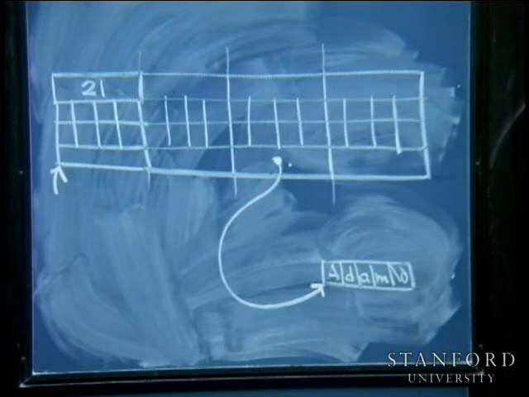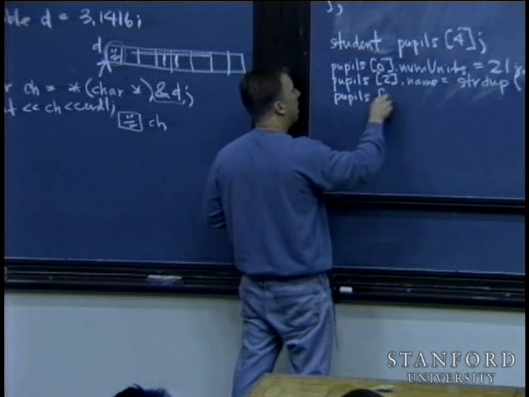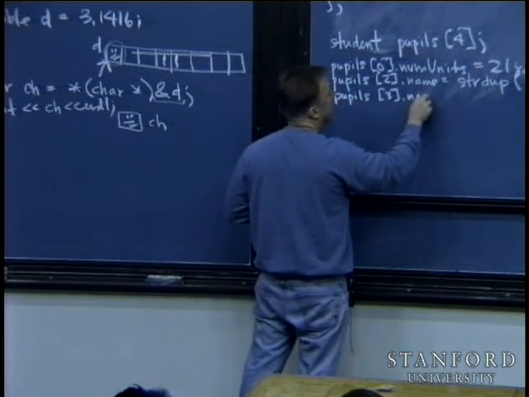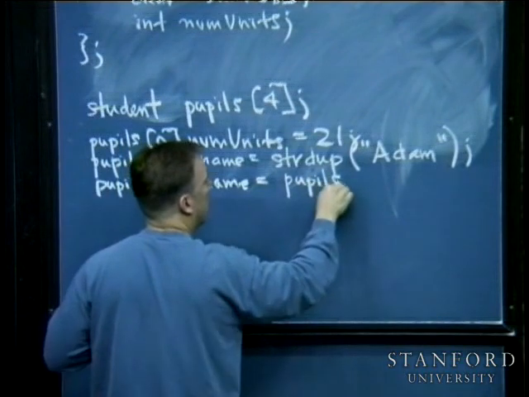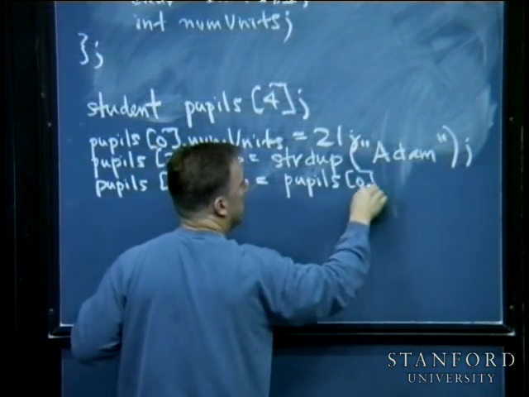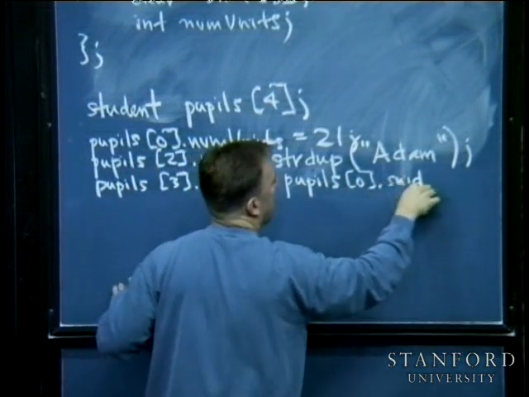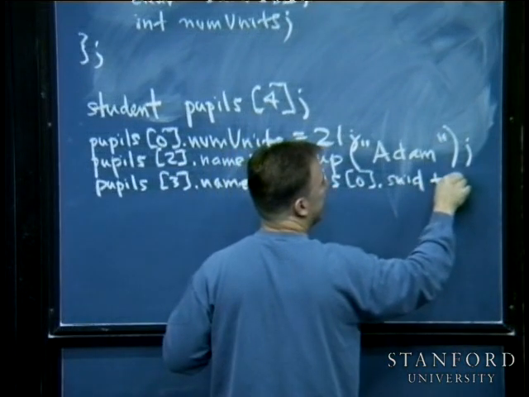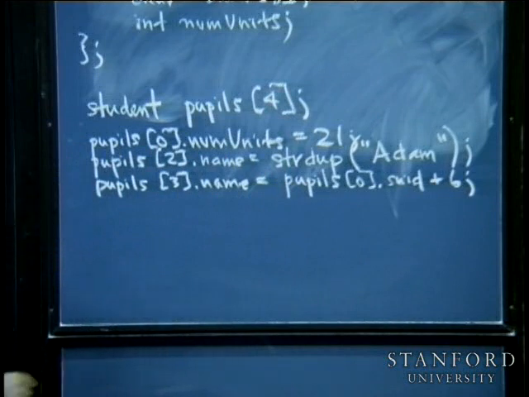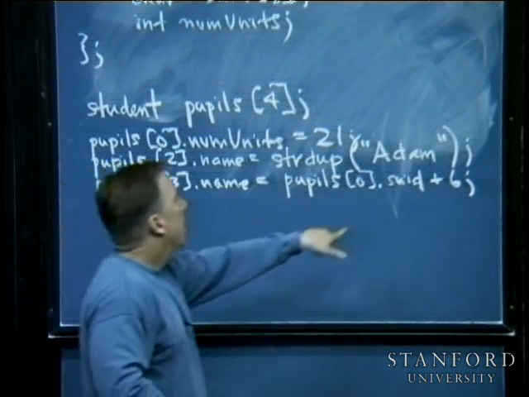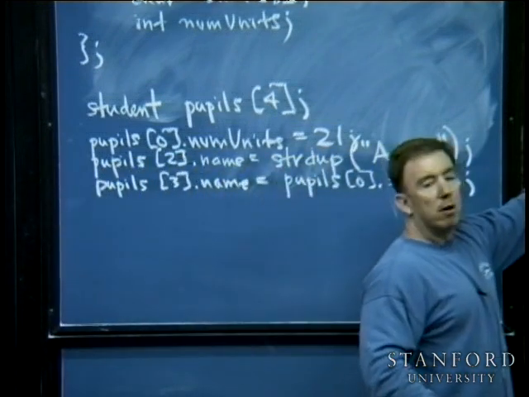That's very different than this type of setup, where pupils of 3 dot name is equal to pupils of 0 dot suid plus, let's say, 6. There's a lot going on in that line. Let's just look at the right-hand side. Pupils of 0 dot suid. Pupils of 0 suid of 0 is that right there.